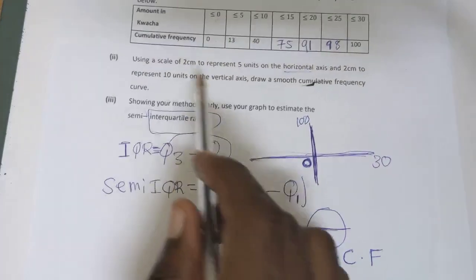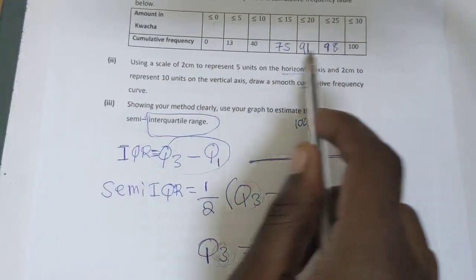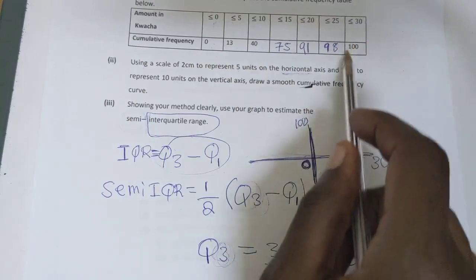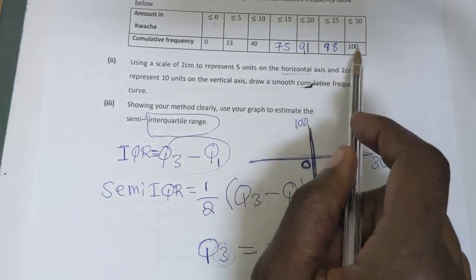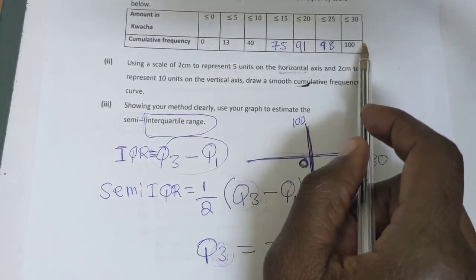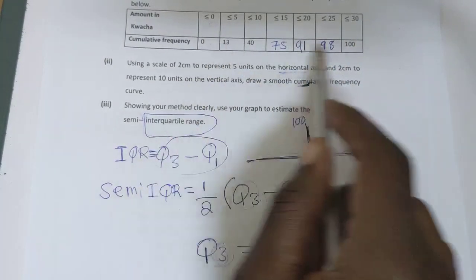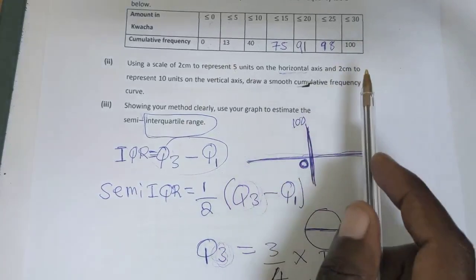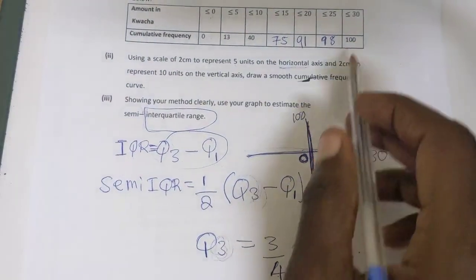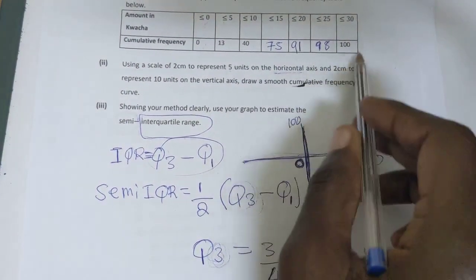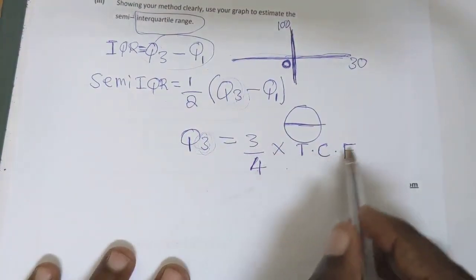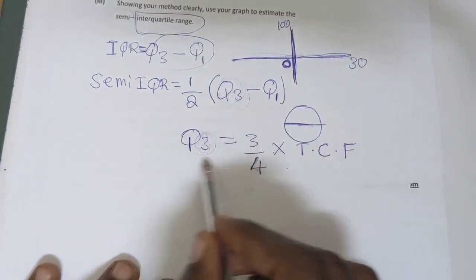So this is the cumulative frequency table that we have here. The total cumulative frequency is right here, the last part here. This is the total. Okay? It is starting from 0 to what? To 100. So 100 is the total. That is what you should know. In our case, we have 100 as our total. So it means that it is 3 over 4 times 100. That is the formula for quartile 3.